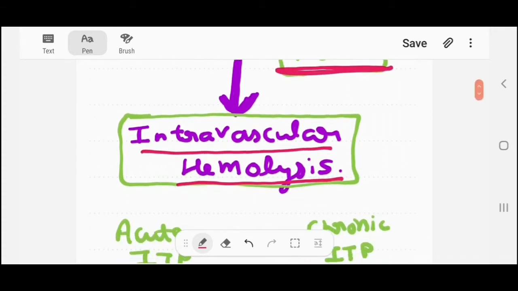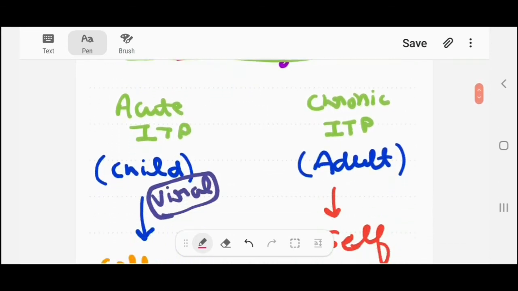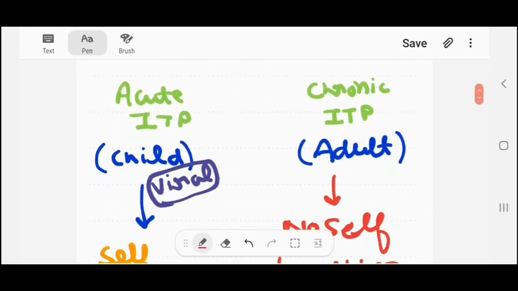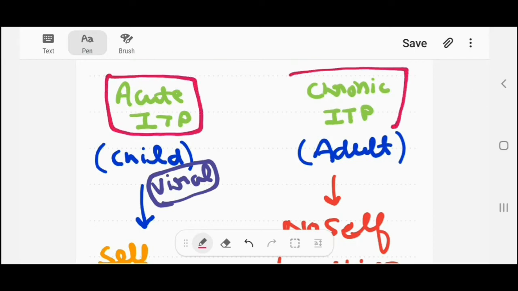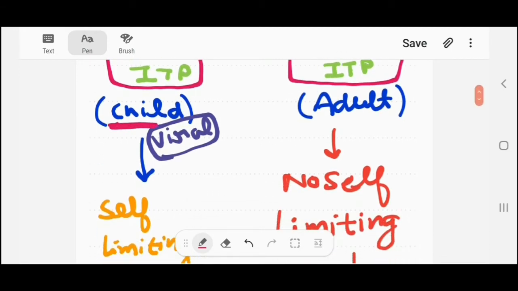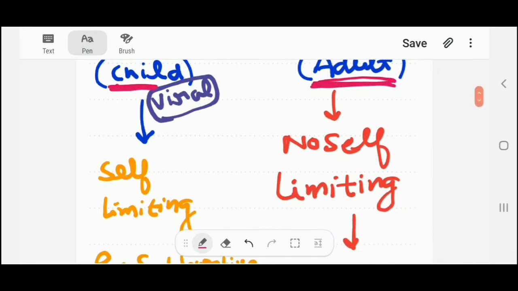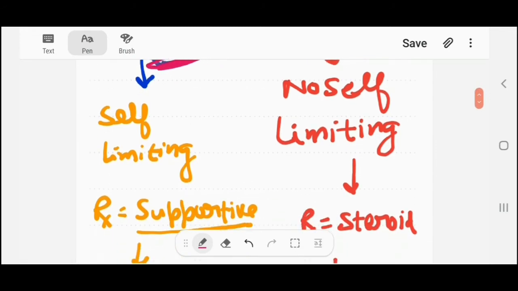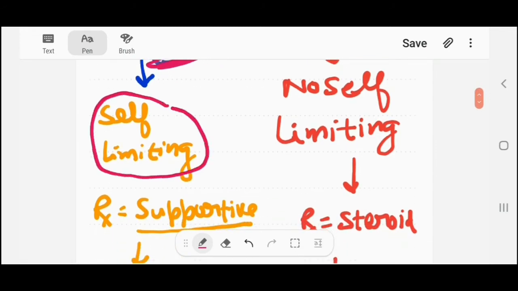There are two forms of ITP. First is acute ITP, and the second is chronic ITP. Acute ITP normally occurs in the child, and the chronic one is in the adult. In the child, it is after a viral infection. First there will be a viral infection, and then ITP will occur. This condition is self-limiting and no treatment is required.